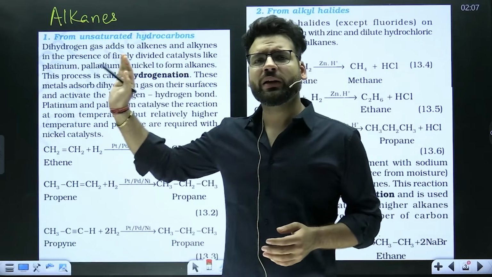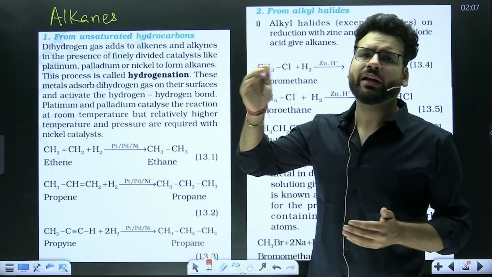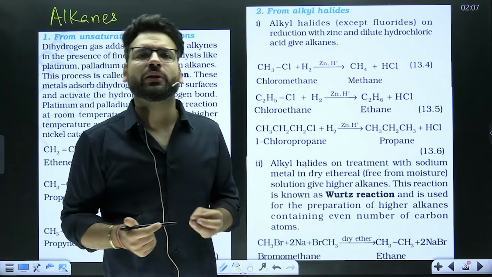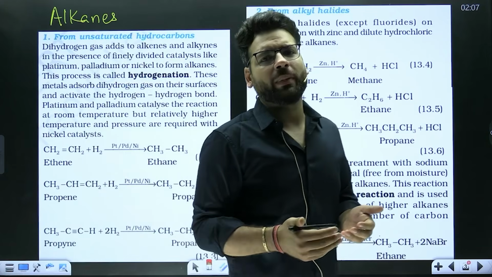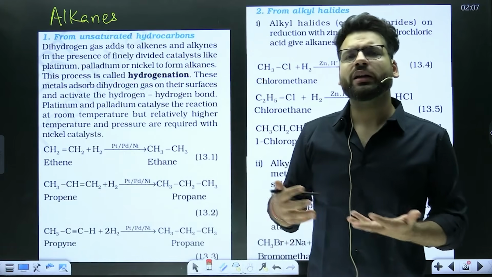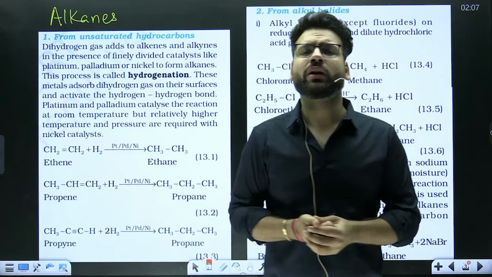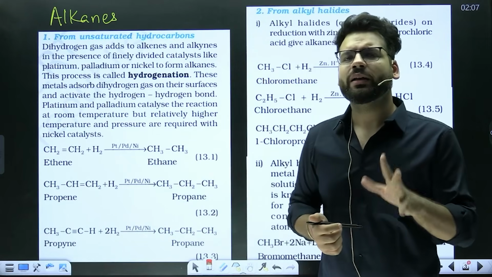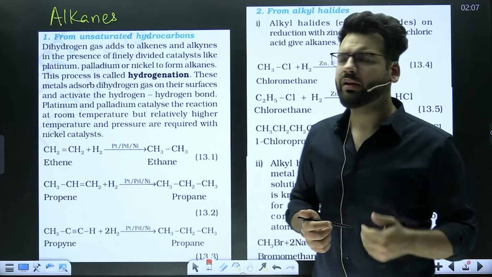Alkanes, the first method is from the alkenes. To go from alkene to alkane, we all know it's hydrogenation. You can use hydrogenation in the presence of nickel or palladium or platinum. When you use nickel, a little higher temperature is required, called the Sabatier-Senderens reaction. Okay, with platinum and palladium, it is a much easier reaction to do.